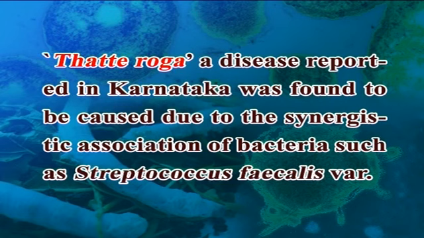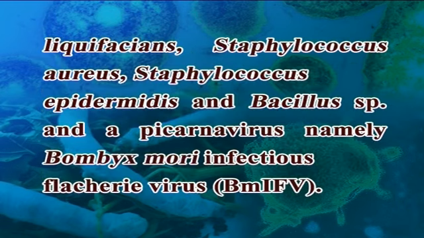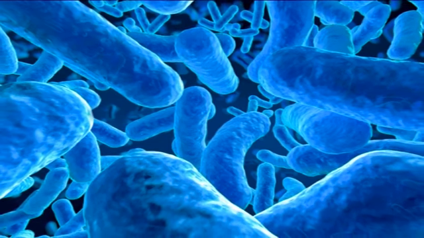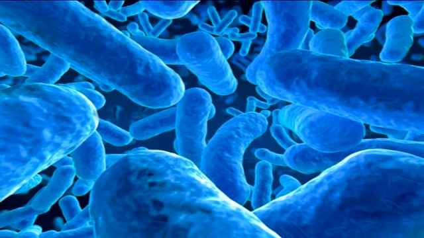The symptoms of gattine are manifested only when the combination of Streptococcus and a virus occurs in the susceptible silkworm. Tattero, a disease reported in Karnataka, was found to be caused by the synergistic association of bacteria such as Streptococcus faecalis variety liquefaciens, Staphylococcus aureus, Staphylococcus epidermidis and Bacillus species, and a picornavirus, namely Bombyx mori infectious flacherie virus. The disease was reported to begin in a localized area in the colony and spread quickly at an alarming rate to the rest of the population.